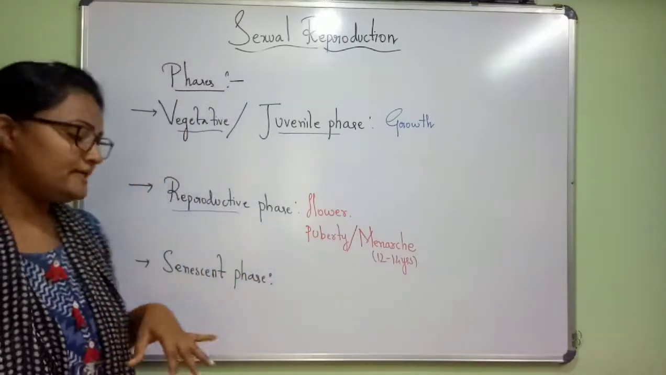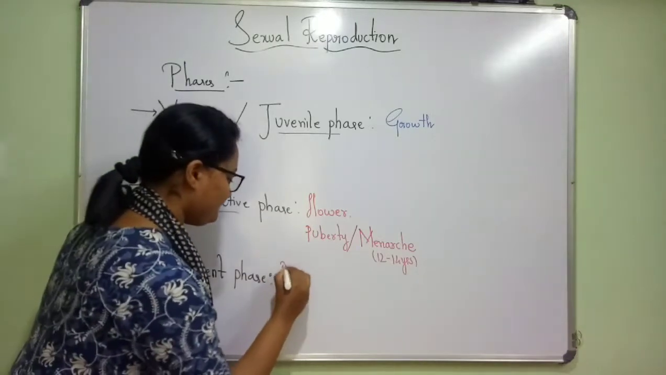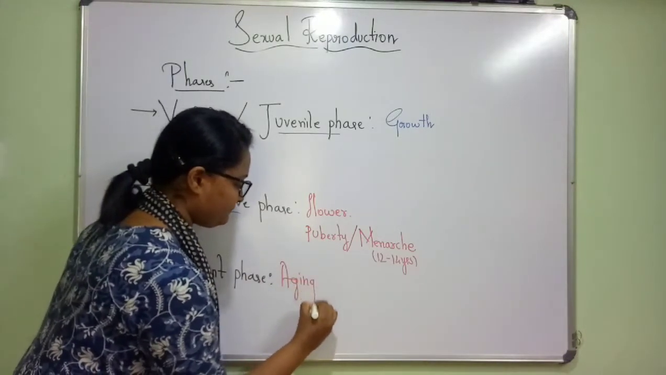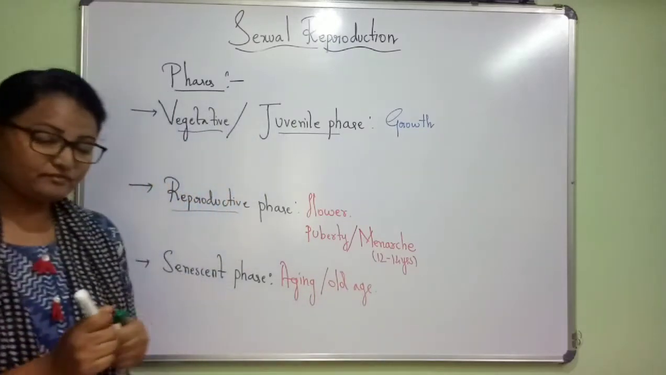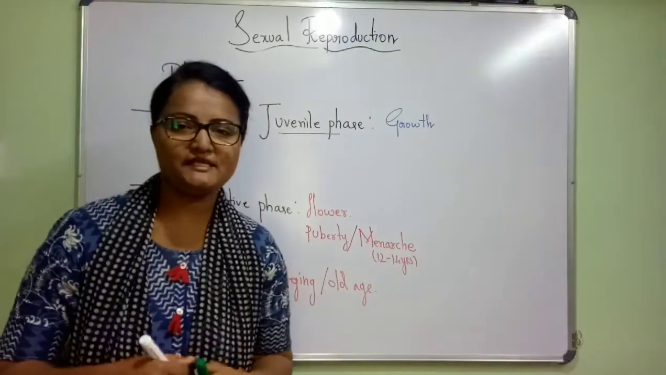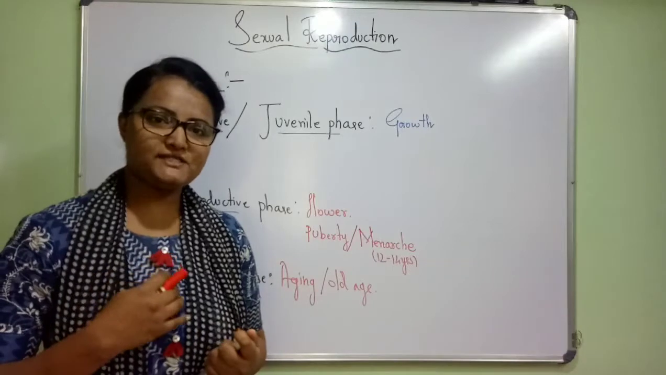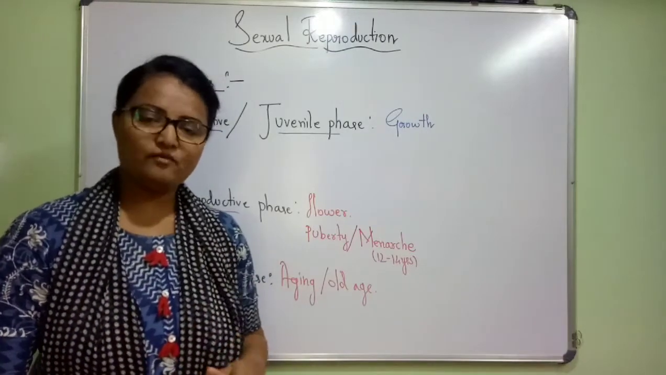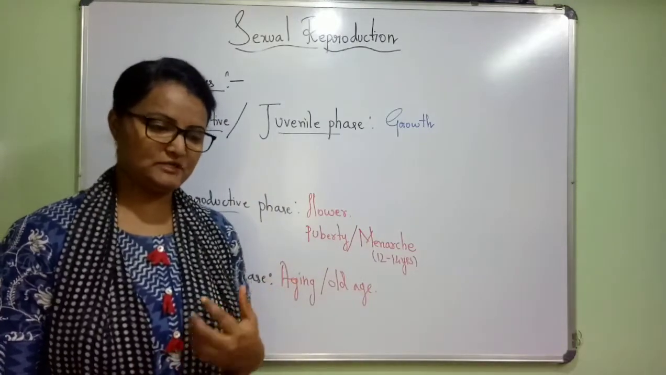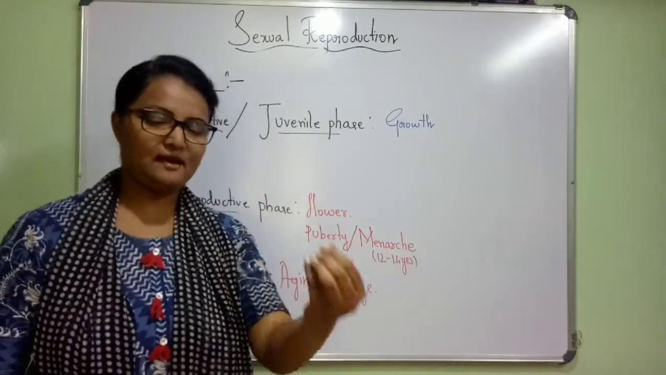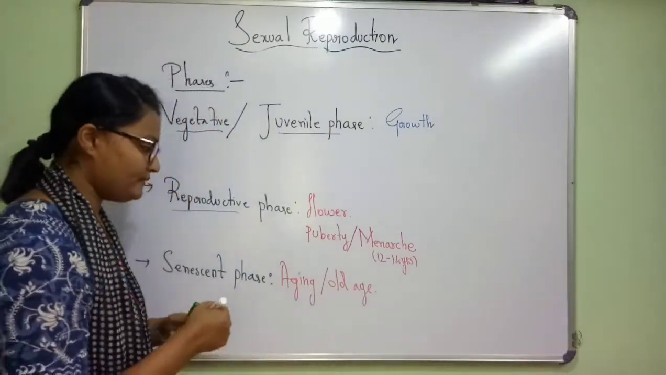The third one is the senescent phase, also called aging or old age. If we take the example of human beings, old age is the stage of the senescent phase, when we start aging. Just as we have taken puberty as an example of the reproductive phase, in the same way, for the senescent phase, what example can we give?